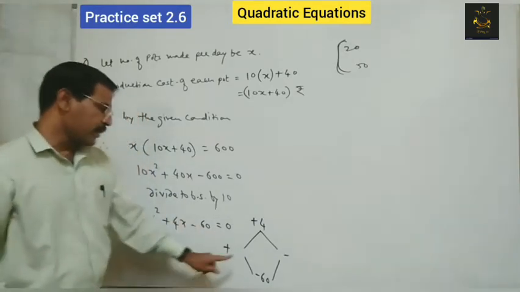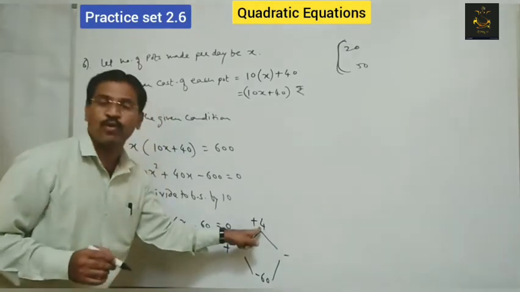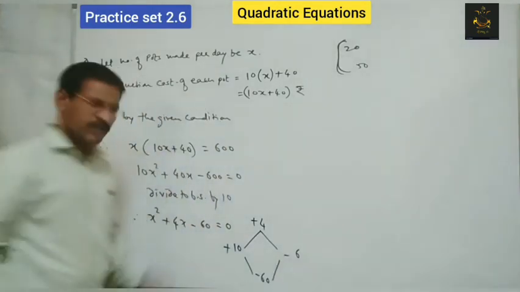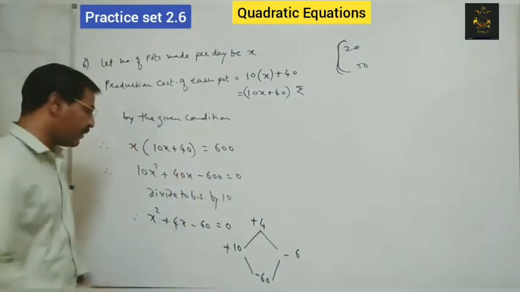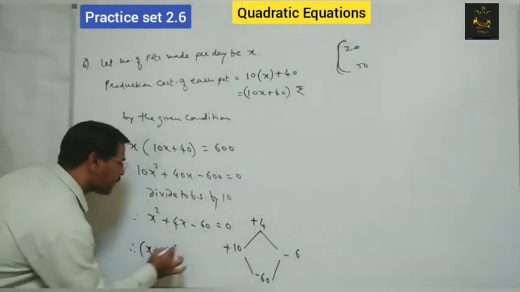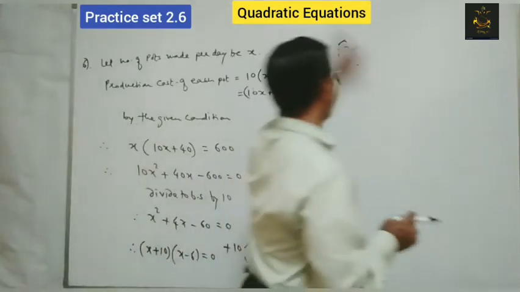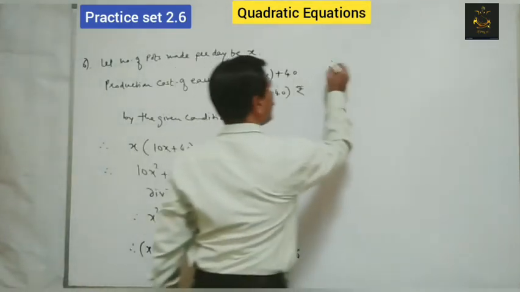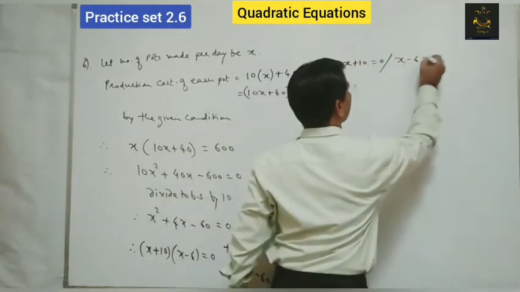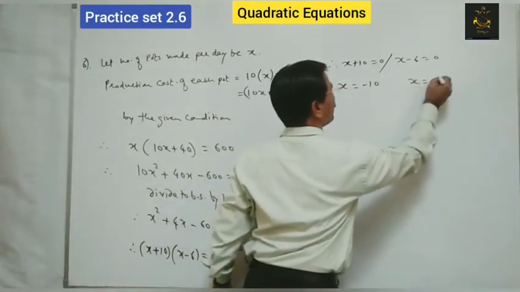Now look here, just try to observe. The product should be 60, the difference should be 4, so 10 and 6. Here it is 10, this is 6, let's check it. Yes, this is very, very important. And here we can write directly: (x plus 10)(x minus 6) is equal to 0. Like this we can solve that one. So x plus 10 is equal to 0, and x minus 6 is equal to 0. So x equals minus 10, x equals 6.